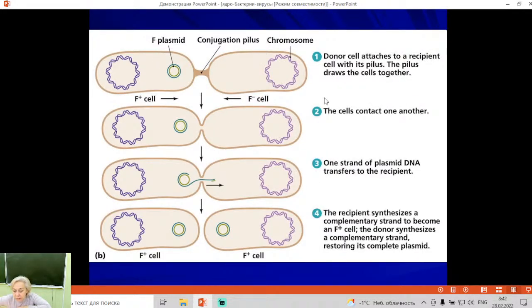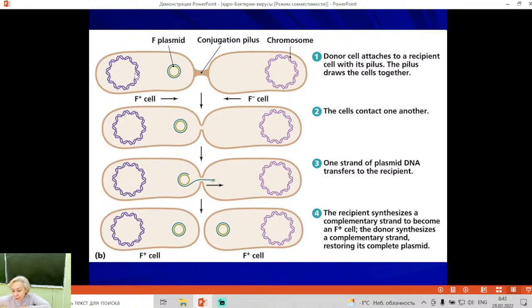And you see this process on these pictures. You see a plasmid, which consists of two chains, and the process of formation of bridges between two bacteria. A bacterium which has a plasmid is called an F+ bacterium. A bacterium without a plasmid is called an F- bacterium. Donor bacterium and recipient bacterium.